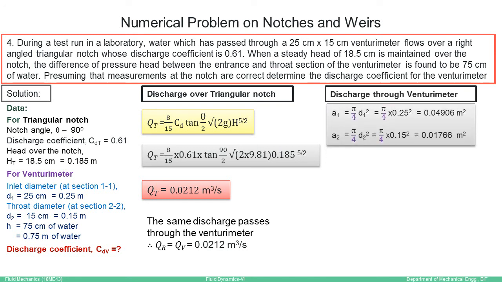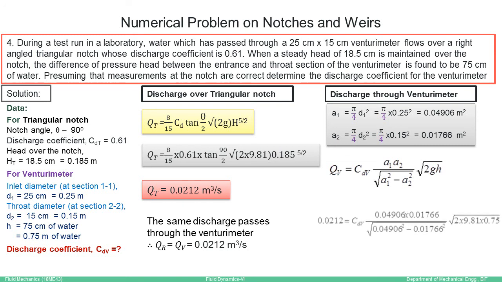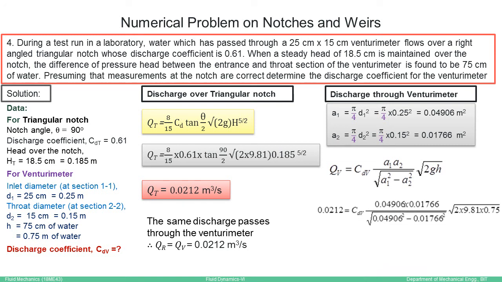Before that, we'll have to find out A1 and A2 for the given conditions. Once this is known, and carefully observe, Q_T is equal to Q_V, so we know Q_V, the LHS, and on the RHS side, we have A1, A2 found out, h value given, so we can find out the only unknown, the coefficient of discharge for the venturi meter, which is equal to 0.923.